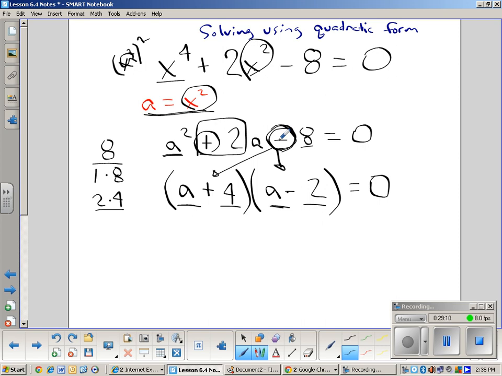Now, we didn't start out with A's, we started out with X's, so I have to go back now and say, wait a minute, it's not really an A, it's really a what? X squared. So this is really x squared plus 4, and this is really x squared minus 2.